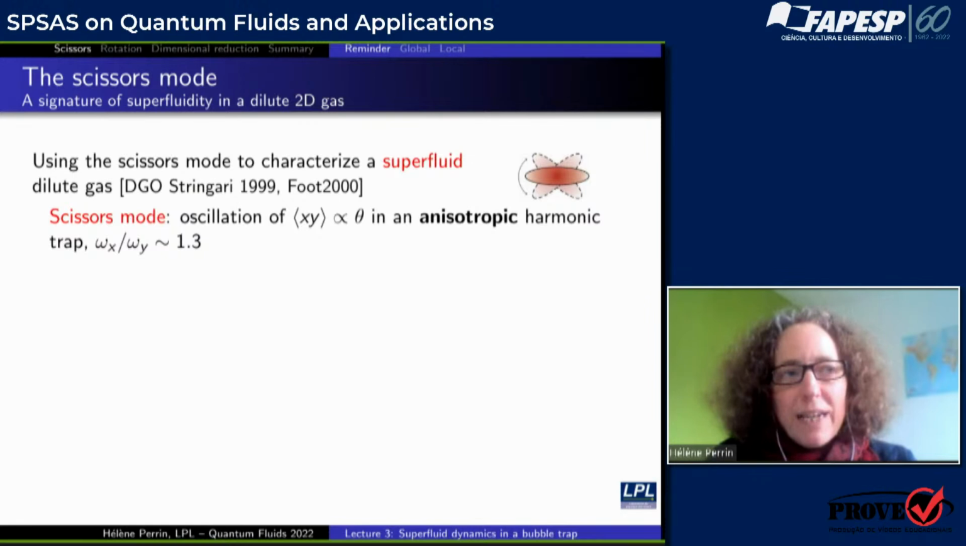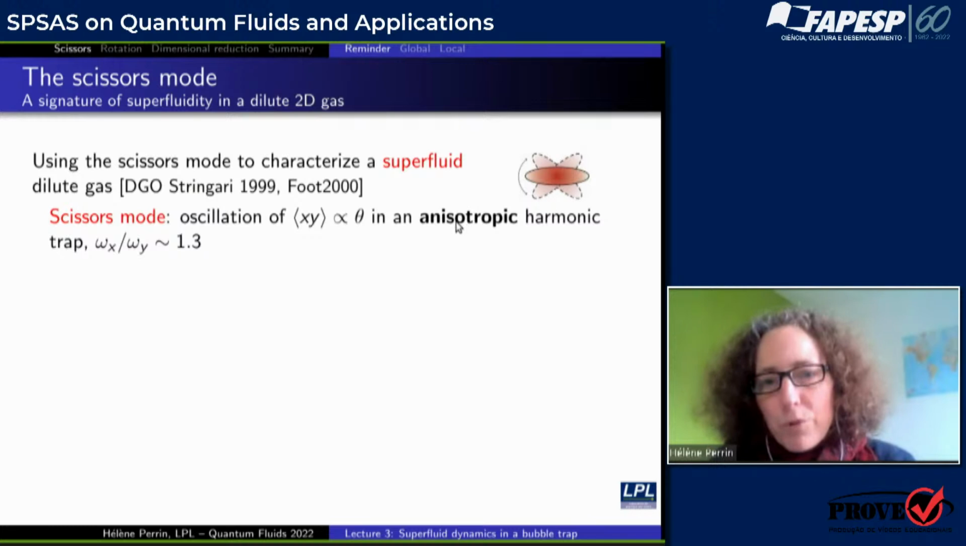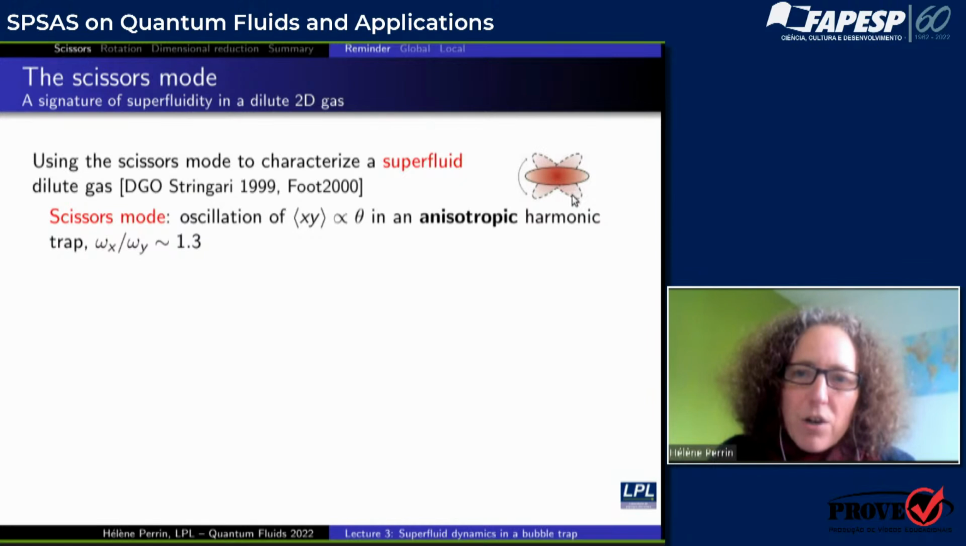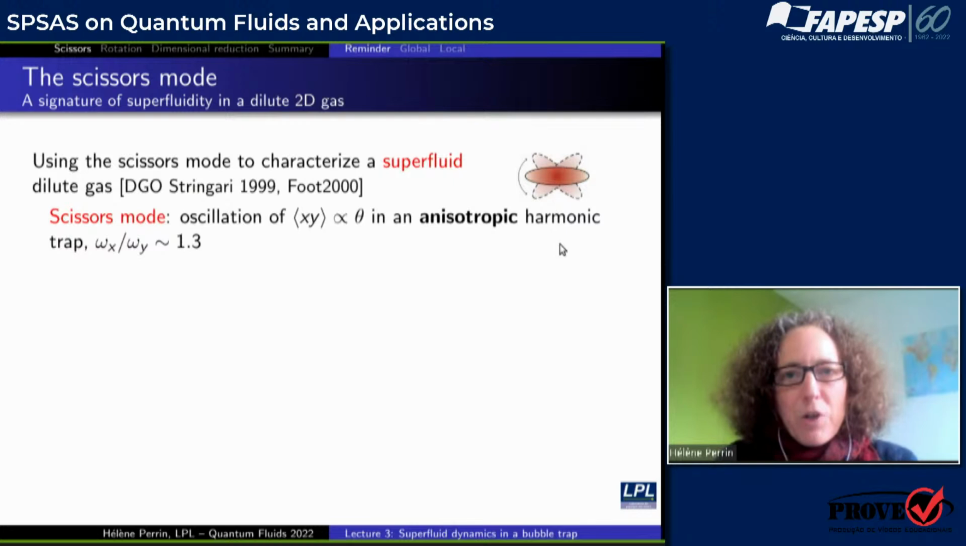I told you that some of the collective modes of an elongated gas, so it's a gas where I don't have the same frequency along the two directions. In this example, the omega x frequency is larger than omega y by a factor of about 1.3. So in this case, some of the modes are specific for a superfluid behavior. And this is the case of the quadrupole and of the scissors mode. The scissors mode corresponds to an oscillation of the main axis of the gas back and forth, like a pair of scissors.